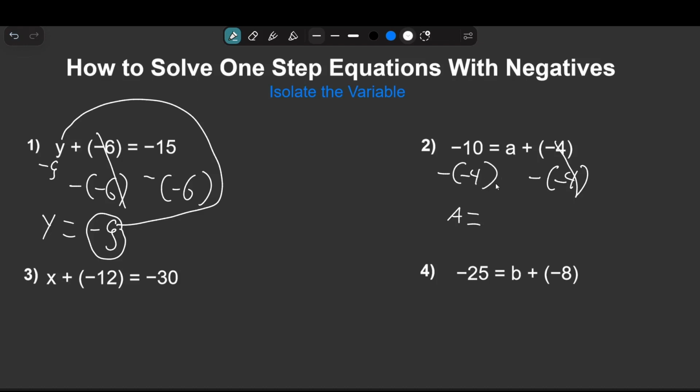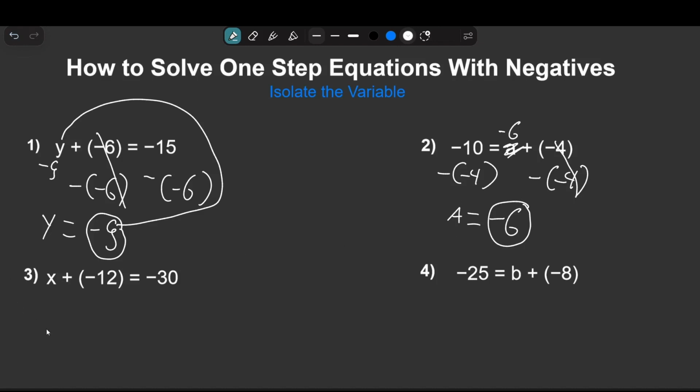And again, we aren't taking away 4, we are taking away a minus 4. So we are basically adding 4 to minus 10. So we are left with minus 6 as our final answer. Again, to check this, we can just plug it in right here. So we have minus 6 plus minus 4, or just minus 6 minus 4, which will equal minus 10. So minus 6 will be our correct answer.